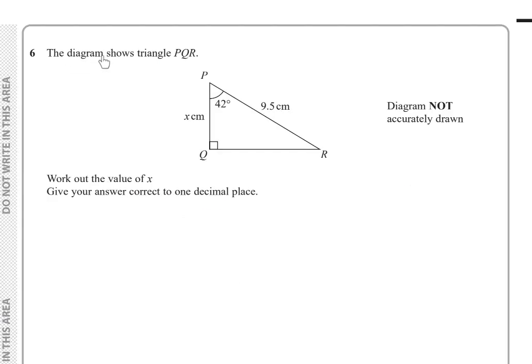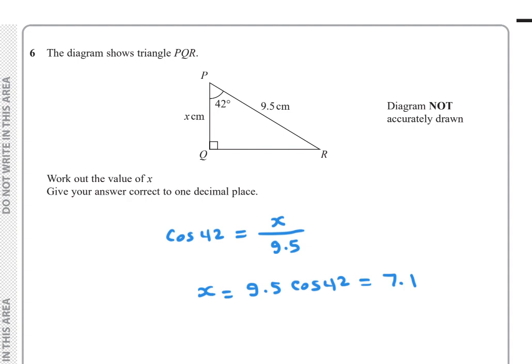Number 6. The diagram shows triangle PQR. Work out the value of x. Give your answer correct to 1 decimal place. We have a right angle triangle and angle 42. The hypotenuse is 9.5. We need to find the adjacent. So cosine. Cosine of 42 equals adjacent, which is x, over the hypotenuse, which is 9.5. Now cross multiply, so x equals 9.5 cosine 42 equals 7.1 to 1 decimal place.